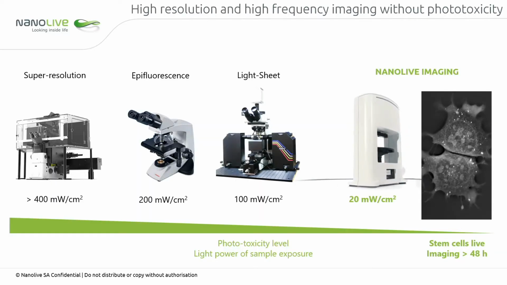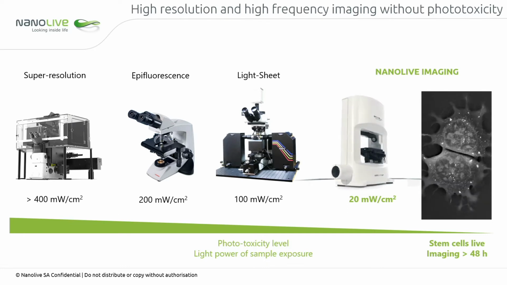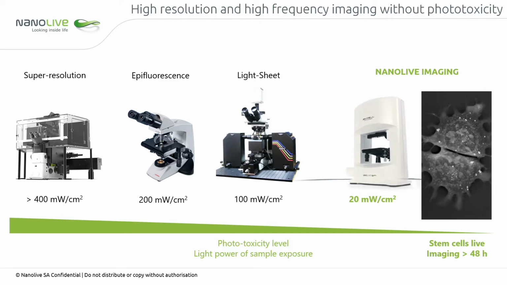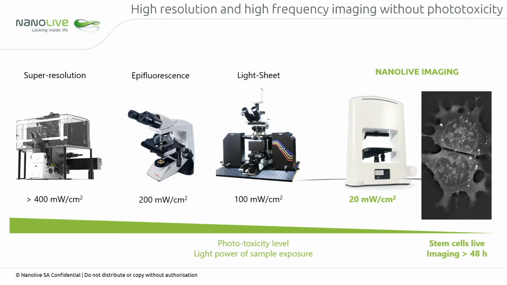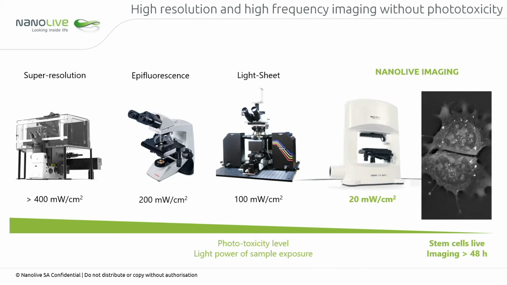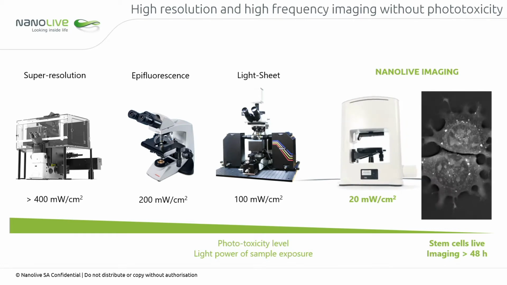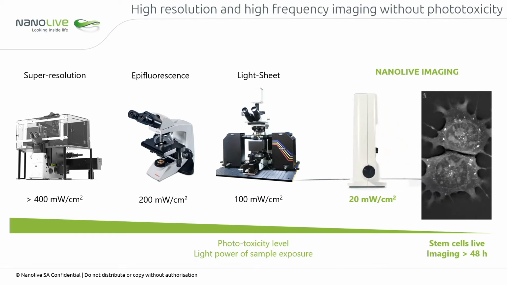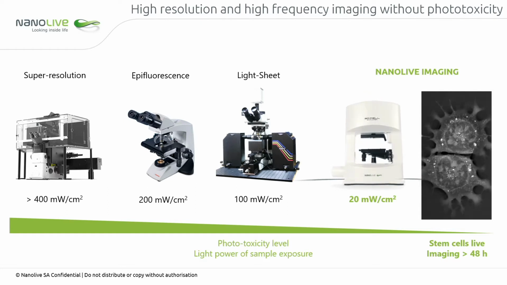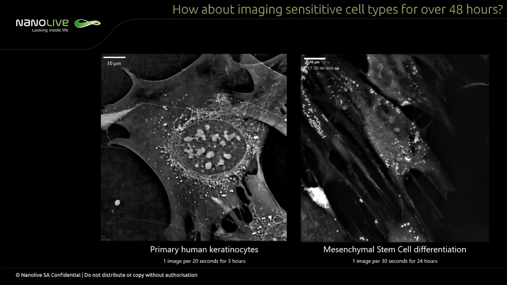The laser power that we use is extremely low. It's 20 milliwatts per centimeter squared, which is 1/5 of that of a light sheet, which is known to be one of the more gentle techniques. So that is why we can image stem cells and sensitive cells for a very long time. So up to 48 hours imaging has been achieved, and they do not get damaged by the light due to this low laser power. And that is how we can achieve these kind of images, for example, of primary cells.